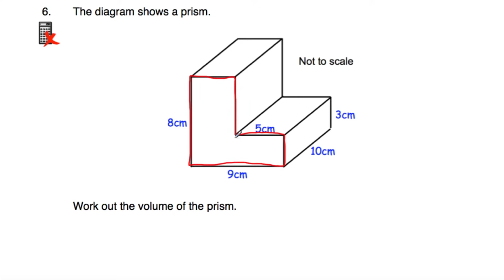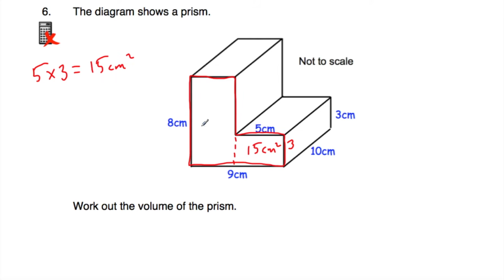So I'm going to split it into 2 rectangles. So here we've got a smaller rectangle that is 5 centimeters by, and then if we have a look here, we've got 3, so that'll be 3 there. So this part's going to be 5 times 3. This area is going to be 5 times 3, which is 15. So 5 times 3 is equal to 15 centimeters squared. So that's fantastic. This area is 15 centimeters squared.